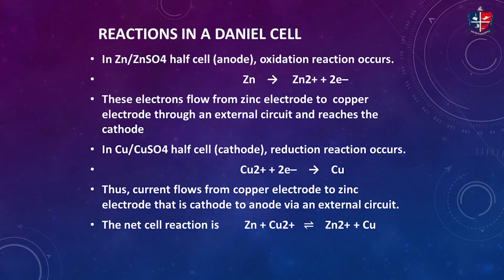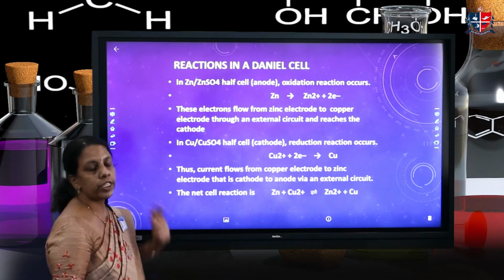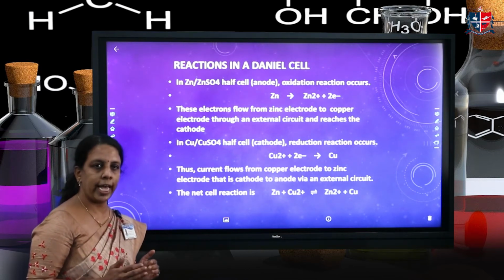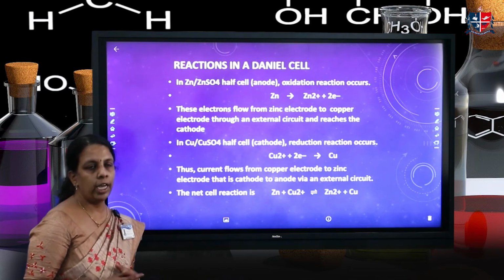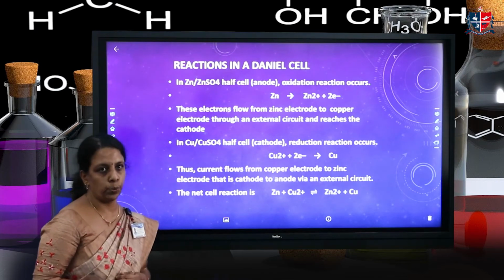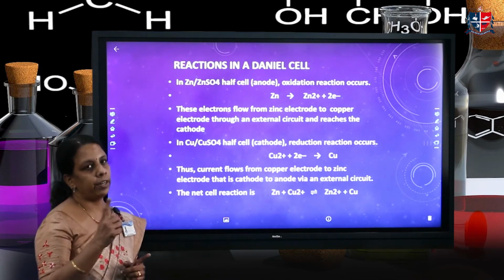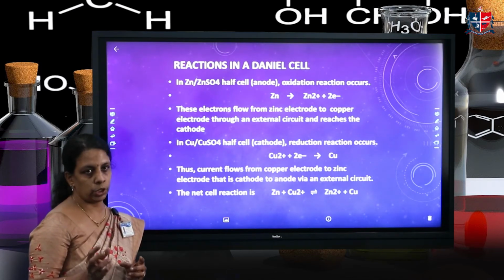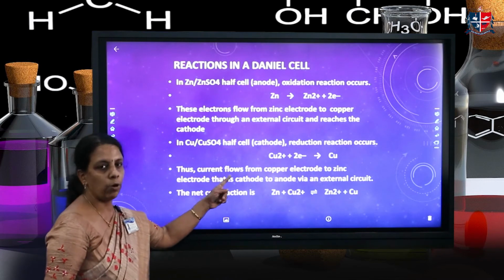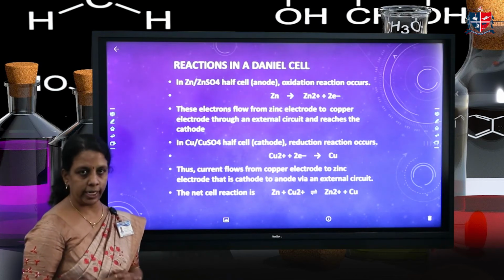Now we come to the reactions taking place in the Daniell cell. The first reaction is in the oxidation half cell. Comparing the two electrodes, zinc has more ability to give out electrons. So it gives out two electrons and goes into the solution as Zn2+ ions. These electrons will move through the external circuit and reach the cathode, which consists of copper. And there, these two electrons will be taken up by copper ions in the solution, and they will be converted into copper and get deposited on the electrode.